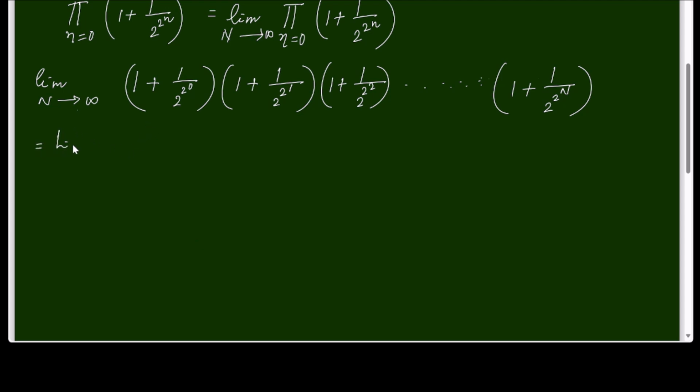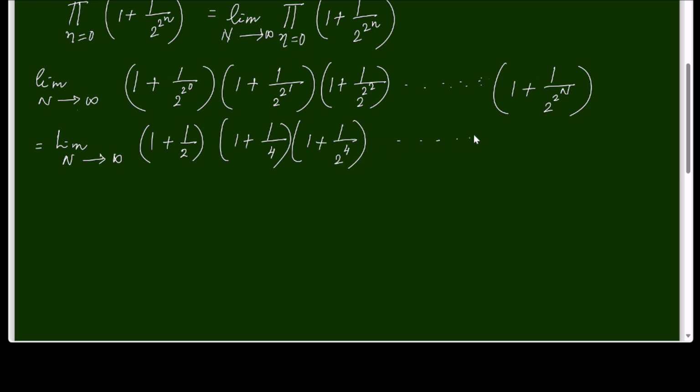So this is the same as limit n tends to infinity of 1 plus 1 over 2, since 2 power 0 is 1. Then 2 power 1 is 2, so it will be 1 plus 1 over 2 square, or 4. Then 2 power 2 is 4, so that will be 1 plus 1 over 2 power 4. And last will be 1 plus 1 over 2 power 2 power n.